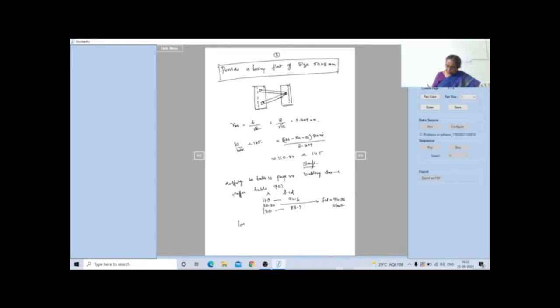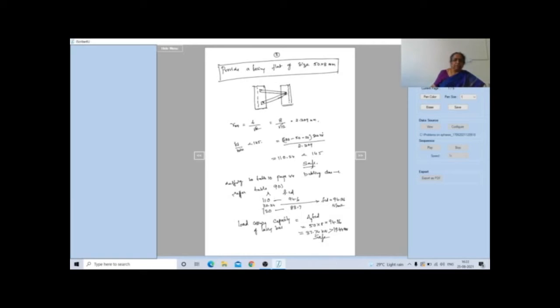Then load carrying capacity of lacing bar equal to A into FCD. A is the area of the plate. That is nothing but 50 into 8. FCD is 94.36. You will get 37.74 kilonewton, which is greater than the load which comes on it. Compressive load is 19.44 kilonewton. Therefore, it is safe.